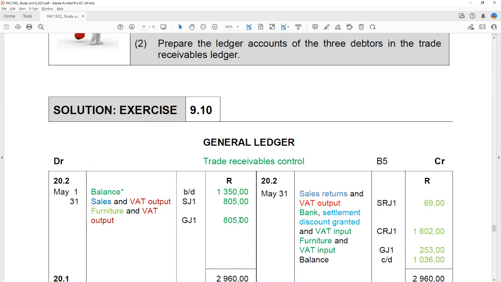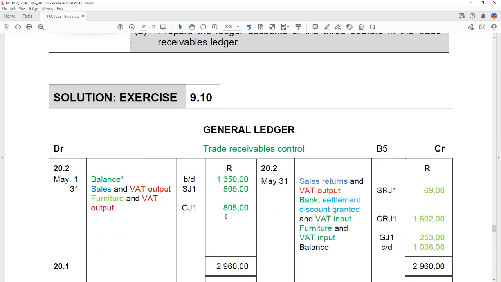That's where our 805 Rand comes from. And again, it's a debtor that we sold on credit. So our asset will increase, and our assets increase on the debit side. So that's why this transaction is on the debit side and not on the credit side, because the balance of our debtors must increase. And the only way you can increase your assets is by debiting your asset.